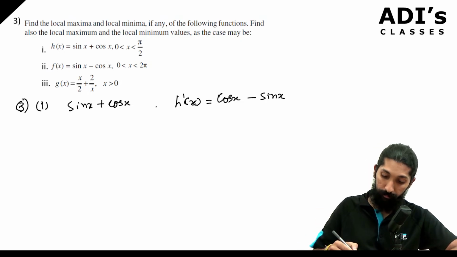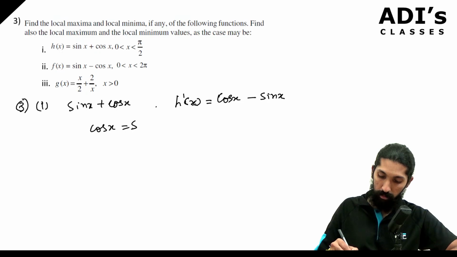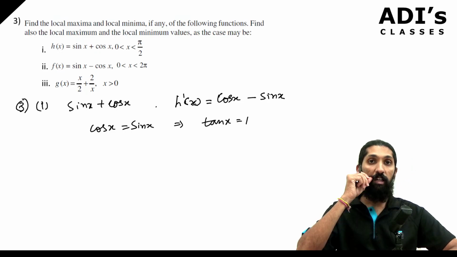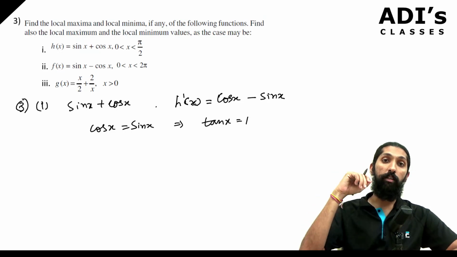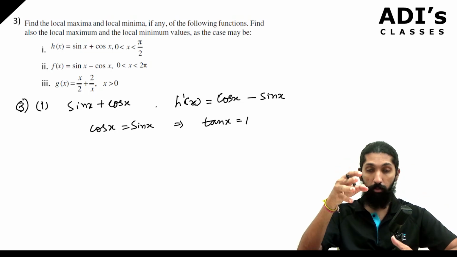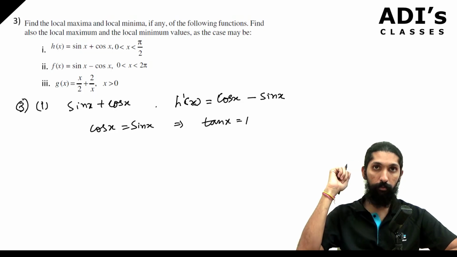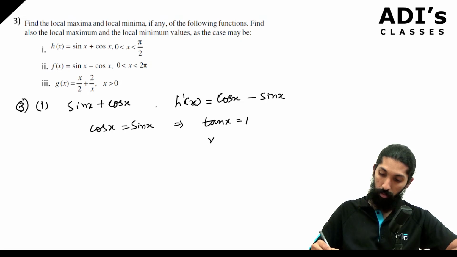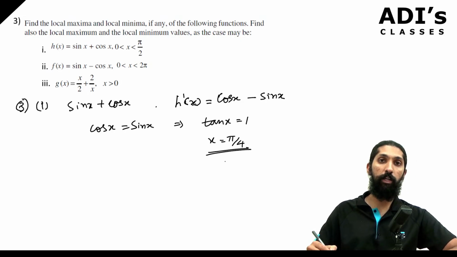Equate it to 0. When you equate it, you'll get cos x is equal to sin x, or tan x is equal to 1. See, tan x is equal to 1, that too in the first quadrant. That means the x value has to be pi by 4. That's 45 degrees. Right? So x is equal to pi by 4. So we got the point of inflection for this particular function.